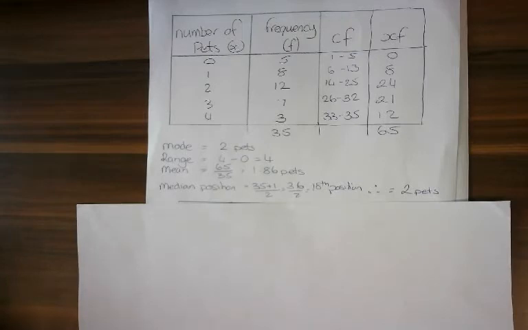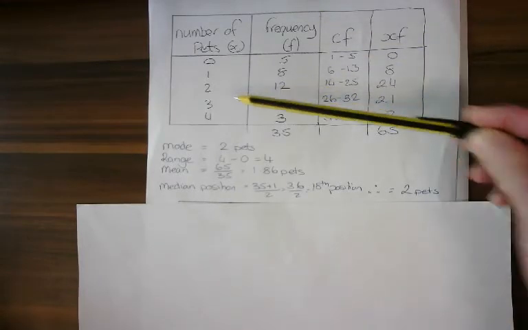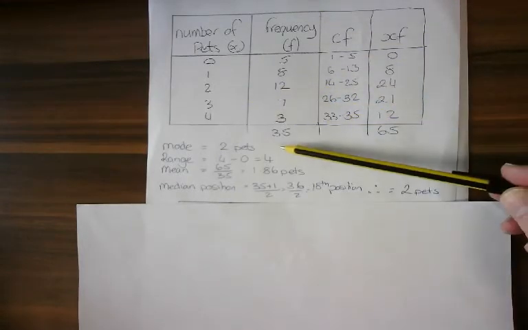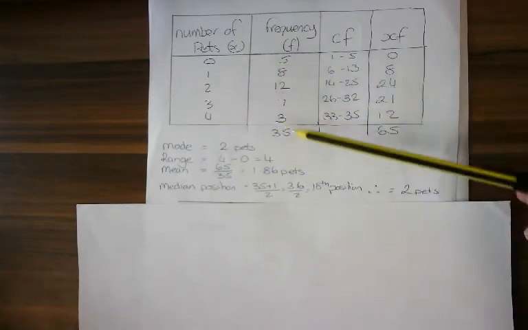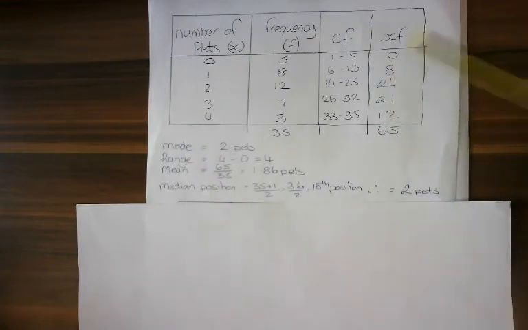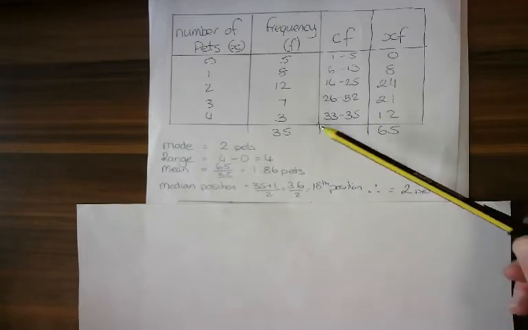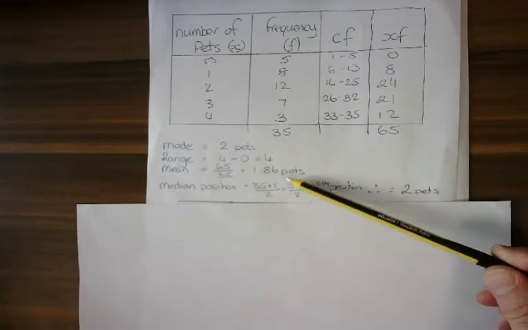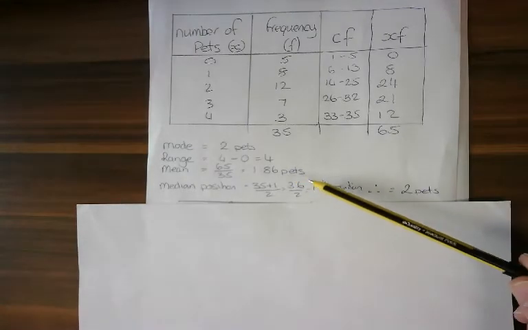So the mode, we're looking down here, highest frequency is 12. That represents 2 pets, so my mode is 2. The range is 4, take away 0, which equals 4. The mean, we created this new column, XF, multiplied these two numbers together, we got a total here of 65, and we're dividing that by 35. Again, I've rounded that to 2 decimal places, so my mean will be 1.86 pets.